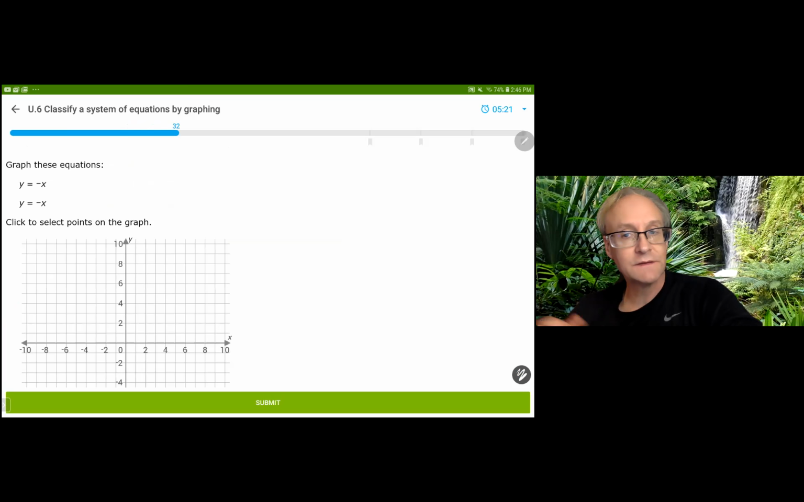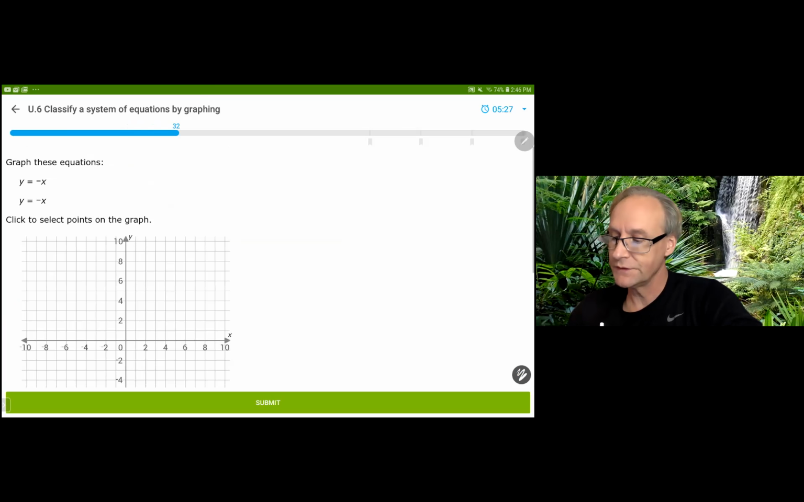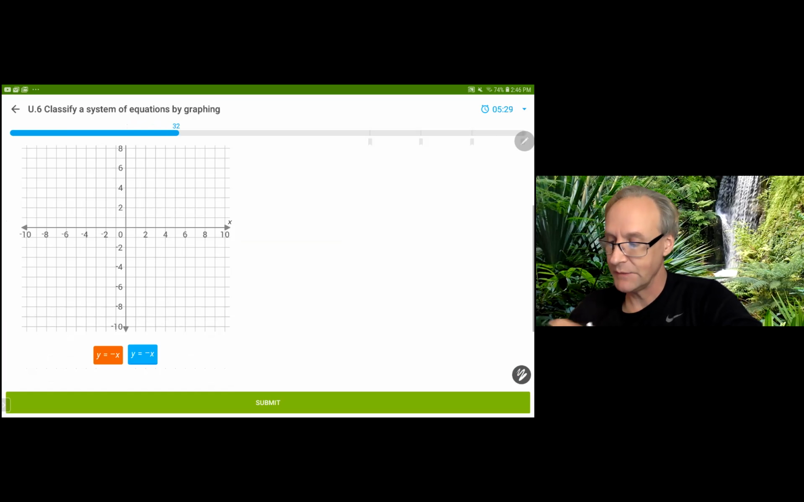Y equals -x and y equals -x, we call that situation a dependent situation, and it has an infinite number of solutions. It is really the same equation. So y equals -x goes through 0, 0, and goes at 0, down 1 over 1. That's a -1 slope. And you do have to graph the blue one as well. So make sure you graph them both.